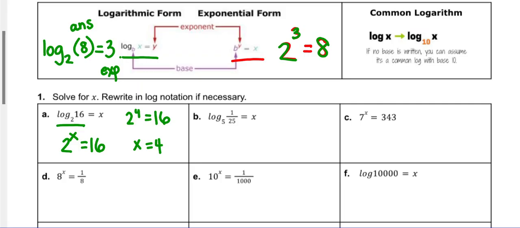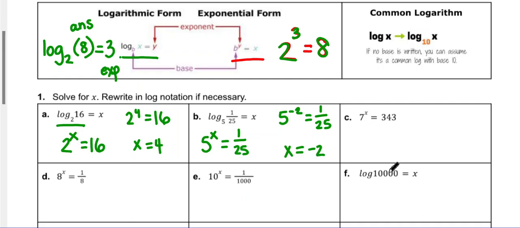Okay, let's try another one. So in this one we have log base 5 of 1/25 is equal to x. So this is asking 5 to what power is equal to 1/25. Well, we know that 5 squared is 25, and we know to get a reciprocal we would need a negative exponent. So 5 to the negative second equals 1/25. And so in this case, x equals -2.